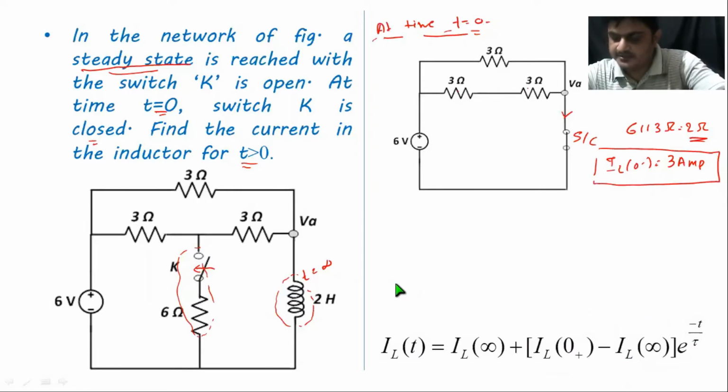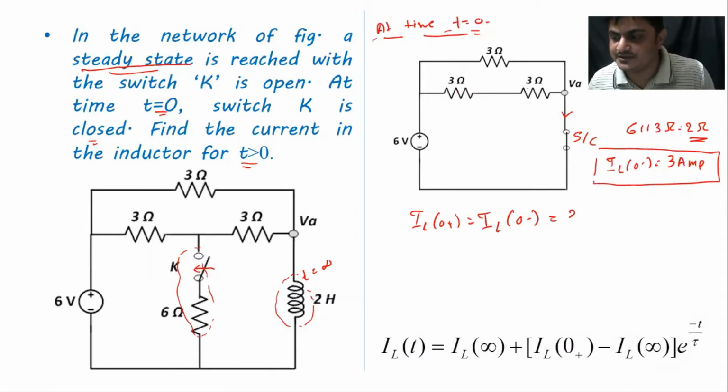In this case, we have already solved one parameter, that is IL0 plus. How is that so? We have calculated IL0 minus, and we know that IL0 minus and IL0 plus are the same, because the current flowing through an inductor before the switching and after the switching is the same. So that is equal to 3 ampere.